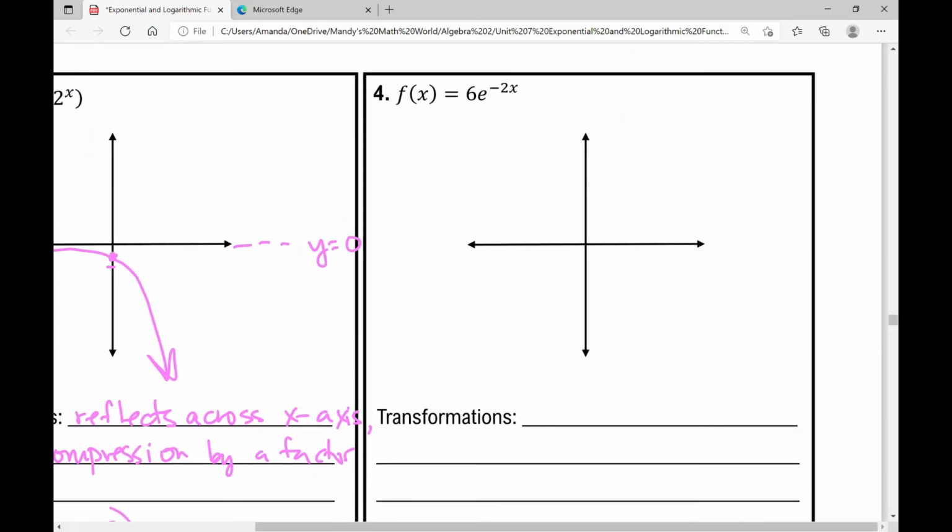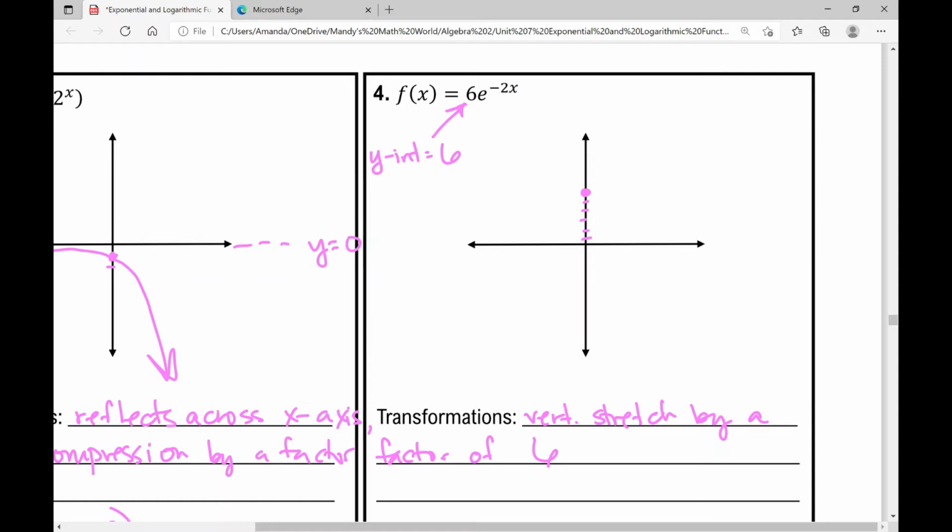So f of x equals 6 times e to the power of negative 2x. Okay, there's a lot more going on here. Let's just focus on our good starting point, which is our y-intercept, which is at 6. So I'm going to go ahead and graph that y-intercept at 6. Okay, so we can write that down. This is a vertical stretch by a factor of 6. And that's why that y-intercept is no longer at 0, 1, it's at 0, 6, right?